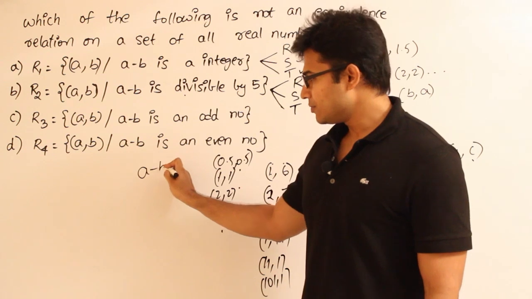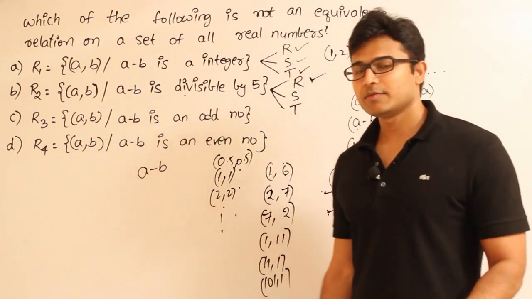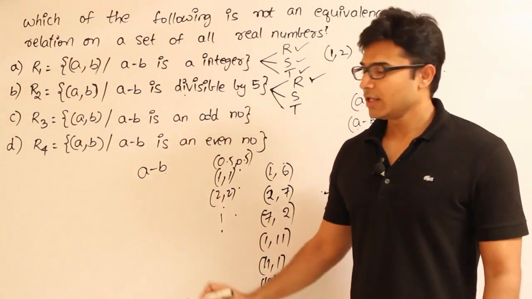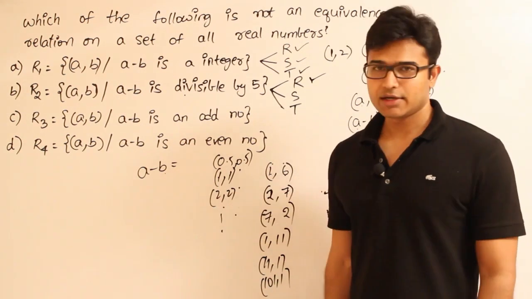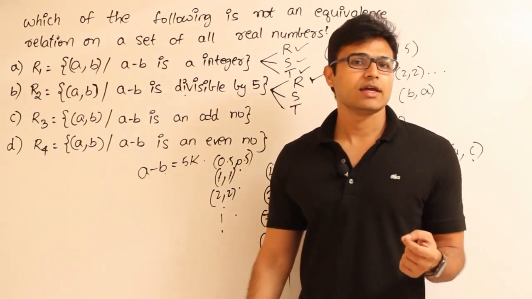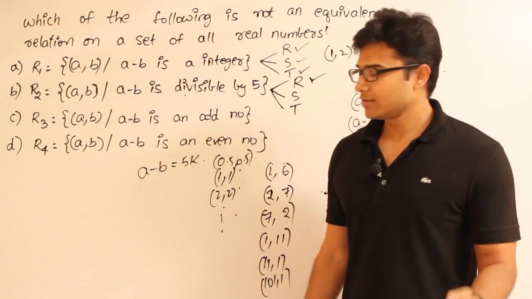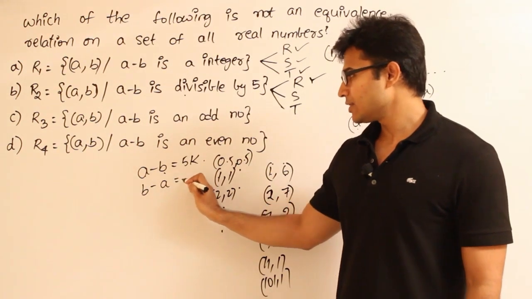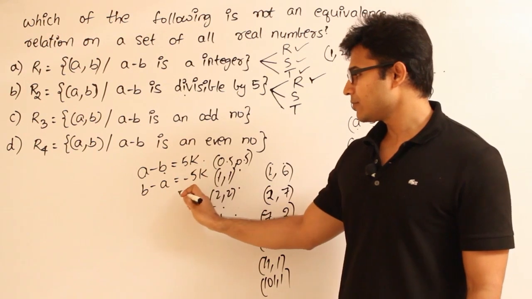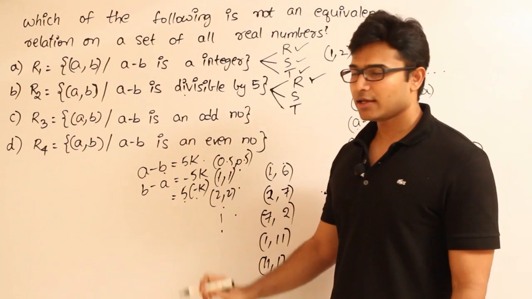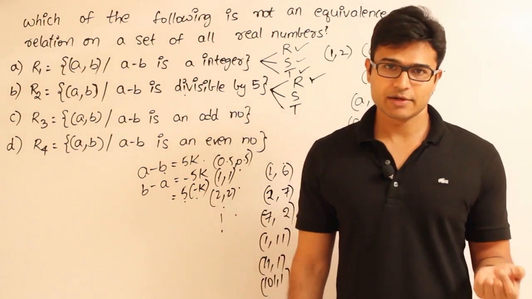If a minus b belongs to the relation, what does it mean? a minus b should be divisible by 5, which means you should be able to write a minus b as 5 into k, where k is an integer, right? Then what can you say about b minus a? b minus a will be 5 into minus k, which means b minus a is also divisible by 5.